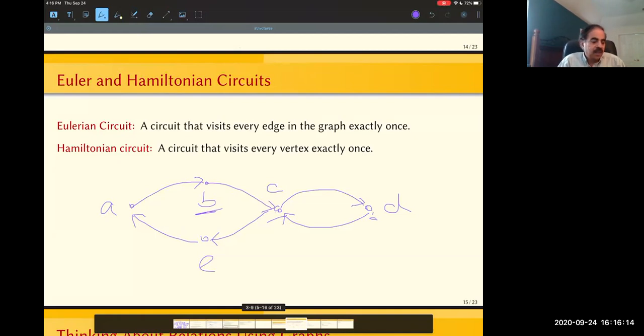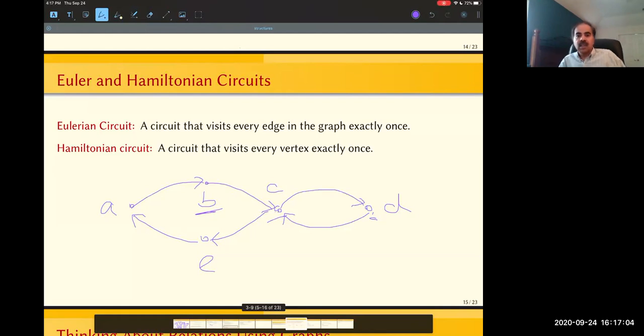These two notions are very interesting because finding an Eulerian circuit is actually trivial. There is a very simple way to find an Euler circuit, but finding a Hamiltonian circuit is a very hard problem. Several lectures ago, we talked about the satisfiability problem and said that it is a very hard problem. In particular, we call it an NP complete problem, which is one of the hardest problems that we know about. Same way, Hamiltonian circuit is one of the hardest problems that we know about.